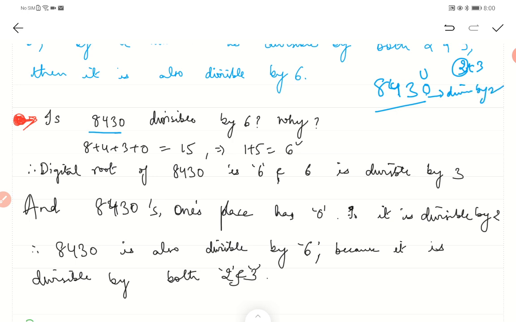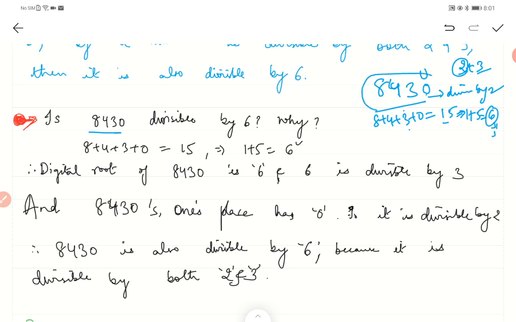What about checking for 3? For 3, you need to find the digital root. So 8 plus 4 plus 3 plus 0 is how much? 9, 10, 11, 12, 13, 14, 15. You got 15, but this is not a digital root. You need to take this now as 1 plus 5. So this is 6. This number is divisible by 3.